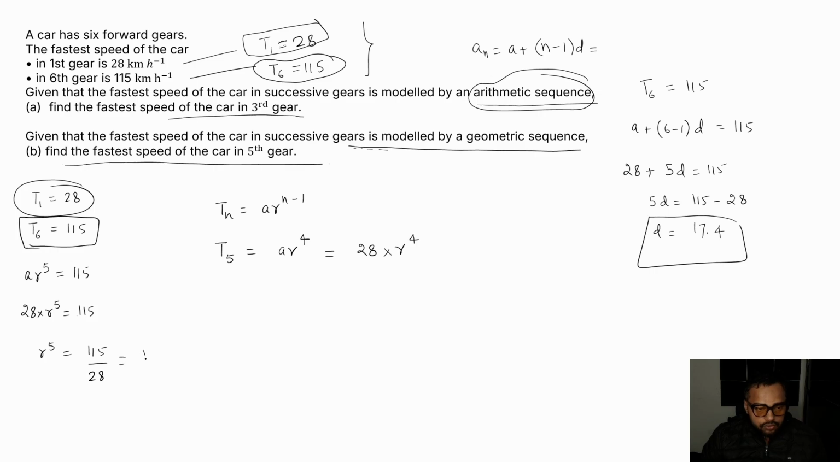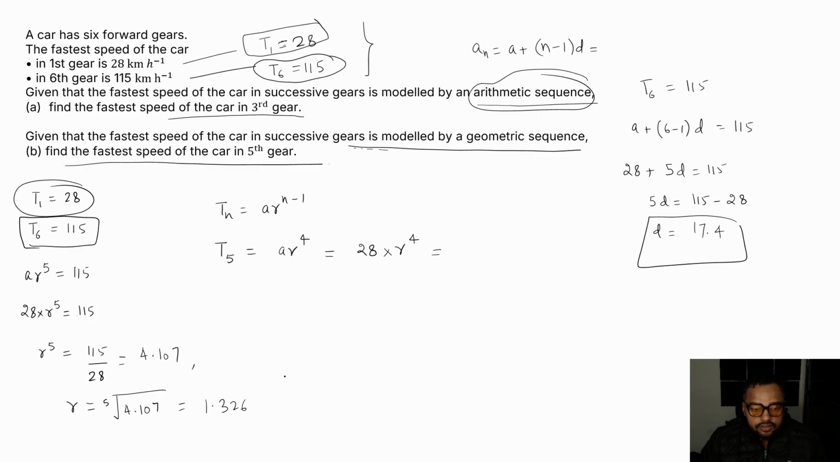So this is the value of R raised to the power 5. From here, we need to calculate R, which means we need to calculate the fifth root of 4.107. So I'll be doing it as the power 1 by 5. So we are getting nearly 1.326. So 1.326 is the value of the common ratio.